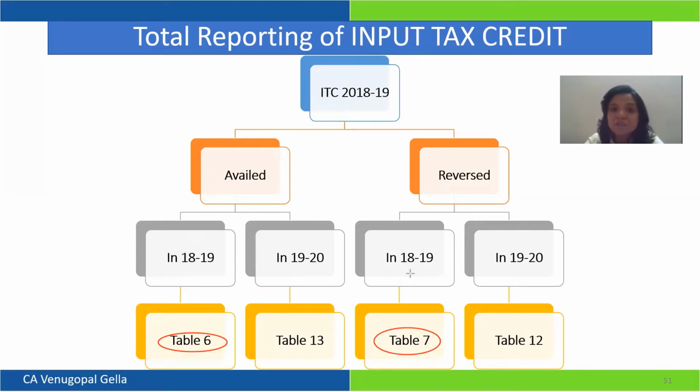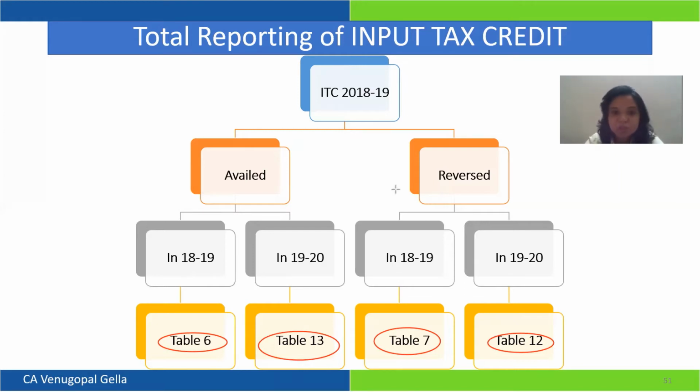Whatever credits of 1819 are availed in the next year, that is carried forward and availed in the next year, would come in Table 13, and whatever credits of 1819 are reversed in the next year, or reversed in 1920, would come in Table 12. Mind you, both Table 13 and Table 12 should ideally have happened through GSTR-3B in 1920 by September 2019. There has been no extension for this, unlike 1718 where the extension was given till March 2019. There is no such extension for 1819 credit to be availed.